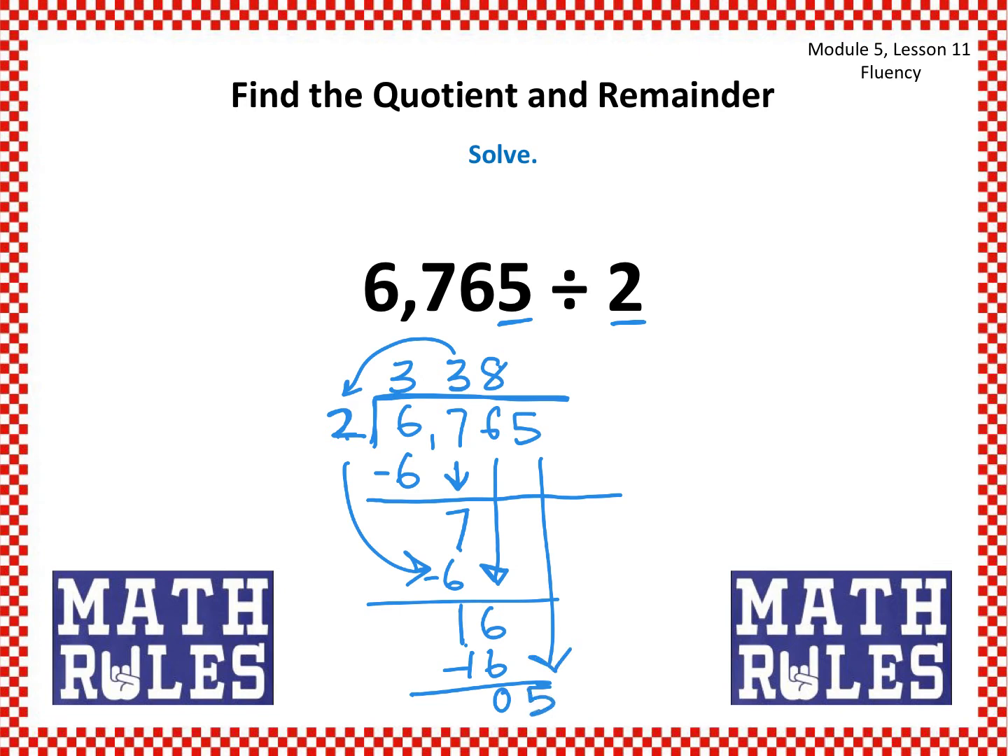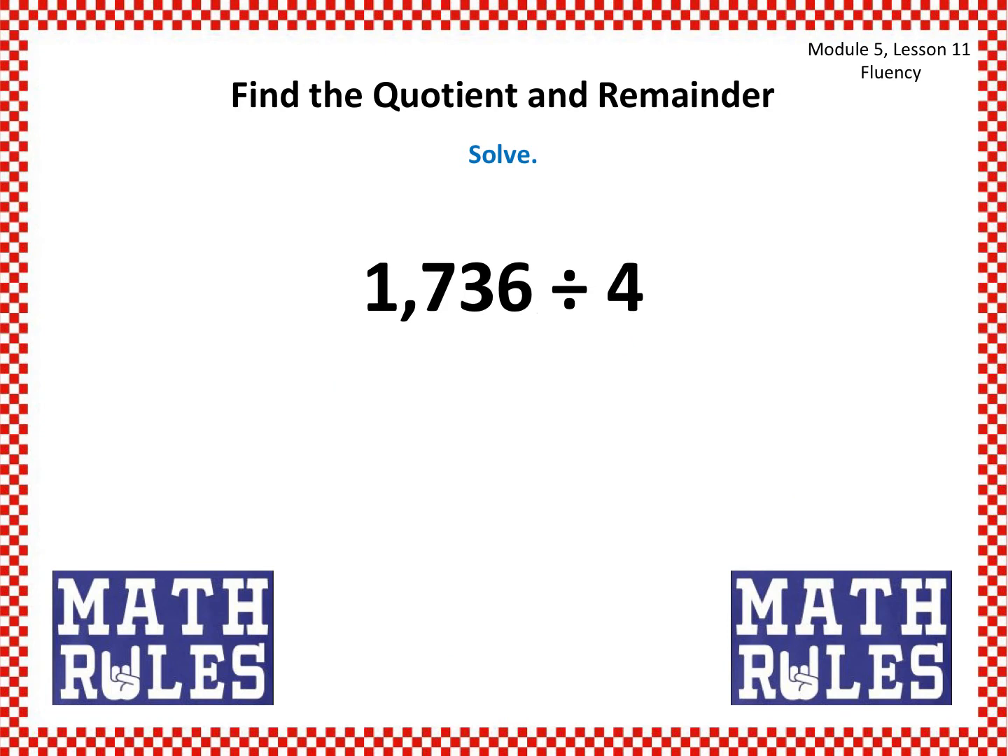How many times does 2 go into 5? Well, it goes in 2 times. And I know that 2 times 2 is 4. And I've run out of room, so I'm just going to finish over here. 2 times 2 is 4. I'm left with 1. There are no more numbers that I need to bring down. So my answer is 3,382 remainder of 1, which is my remainder here. Let's look at the next one.